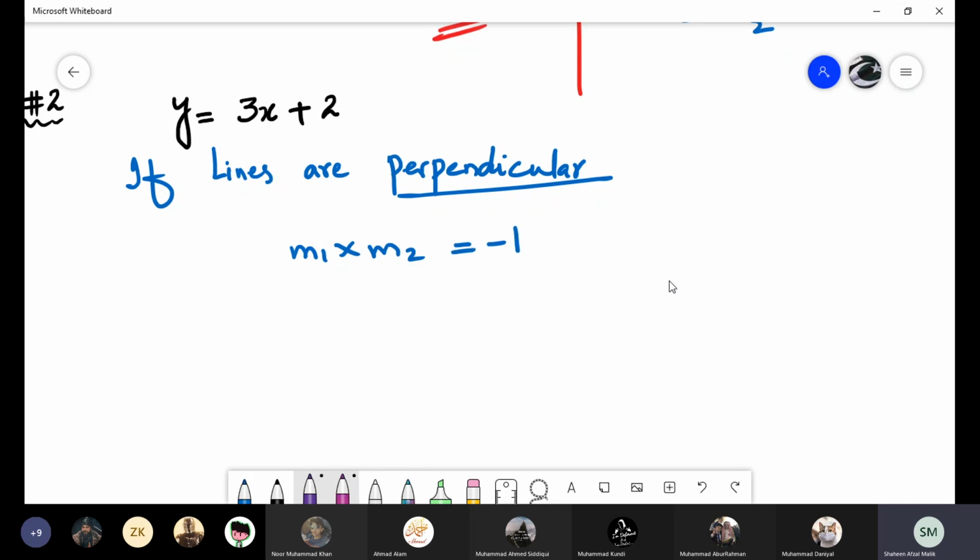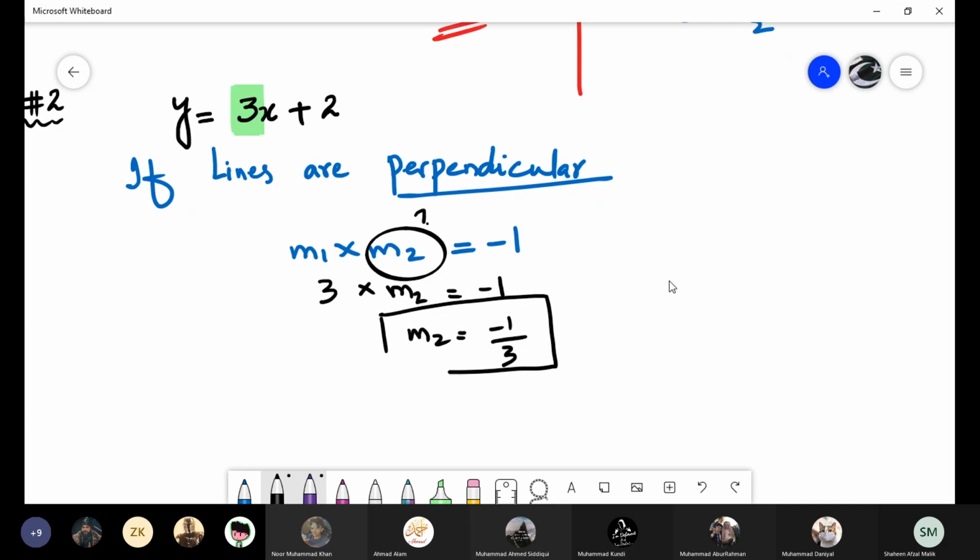So what will be the m1 here, boys? This 3? Yes. 3. Because only one line is given to us. So m1 is 3 multiplied by m2 is equal to minus 1. We want to find out this m2. So how you will find this, m2 is equal to negative 1 over 3. This is the answer.